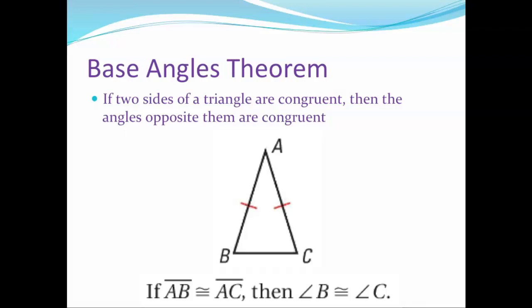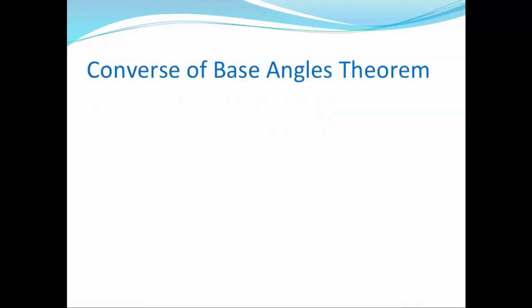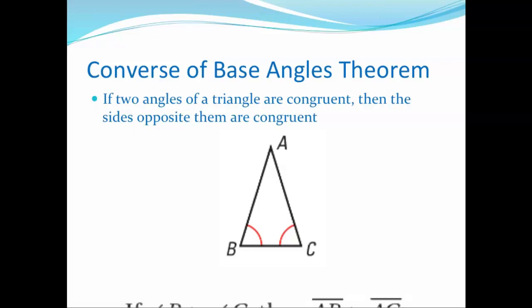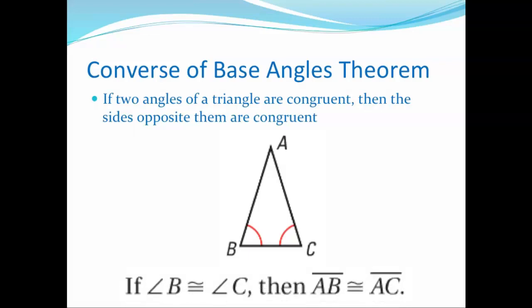Now the converse of that theorem is also true. Remember that the converse is when you switch the if and then parts of the statement, and it's not always going to be true. In this case, it is. So this says if two angles of a triangle are congruent, then the sides opposite them are congruent. So in this picture here, if you know that angle B is congruent to angle C, then you know that AB is congruent to AC.